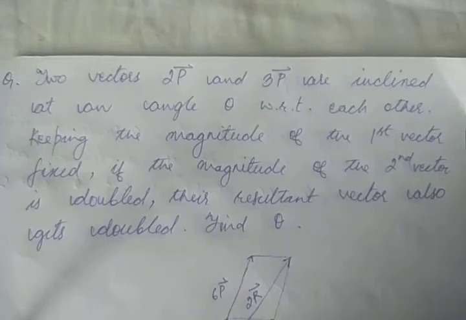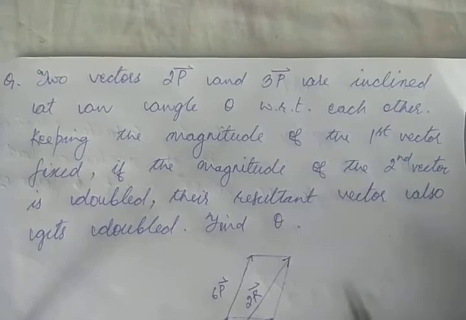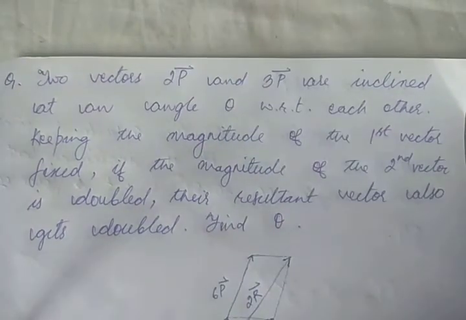In this video, class 11, I want to discuss a couple of numericals with you, which of course are based on addition of vectors. So let's look at the first question. Two vectors 2p and 3p are inclined at an angle theta with respect to each other. So the question talks about two vectors 2p, 3p and the angle of inclination between them being theta.